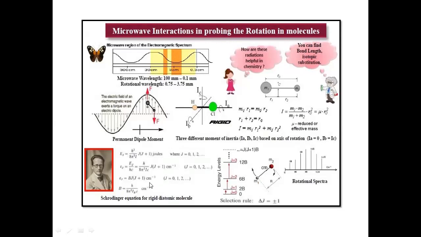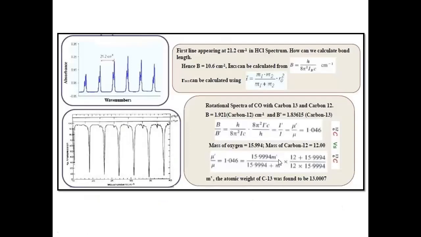With the help of the Schrodinger equation, I have calculated the rotational energy levels that are possible in a rigid diatomic molecule and the transitions that can happen if this molecule absorbs microwave radiation. And here, applications are being discussed when the HCl spectrum is recorded. Its first transition is observed at 21.2 centimeter inverse. By putting its value in the formula, we can easily calculate the HCl bond length.